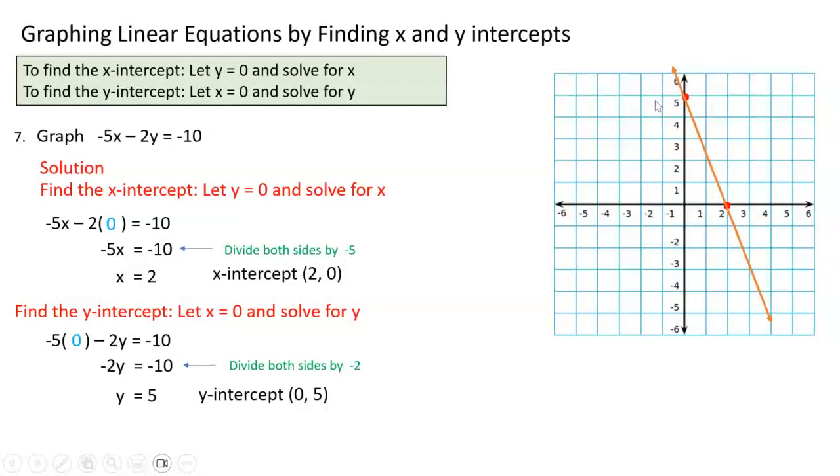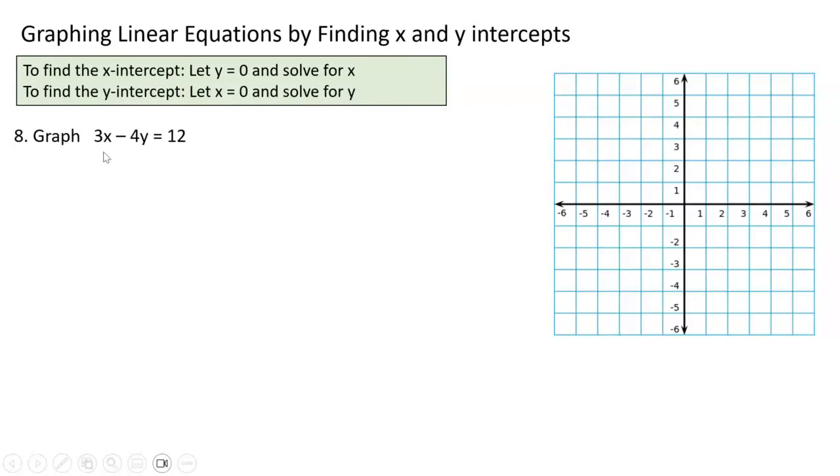If you notice, guys, it's the same line as before, because the equation was the same, but in the previous slide, we rewrote it into the form y equals mx plus b, which is slope-intercept form. Like I tell my students, if it's in this form, do it this way, by finding the x and y intercepts. If it's in y equals mx plus b form, then we use the rules on how to graph in that form.